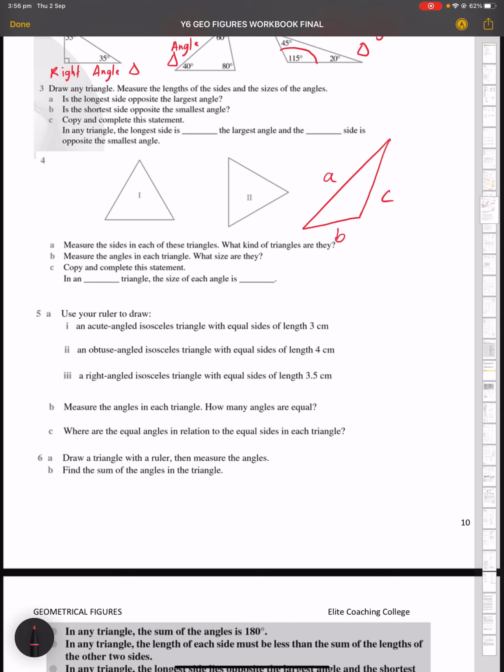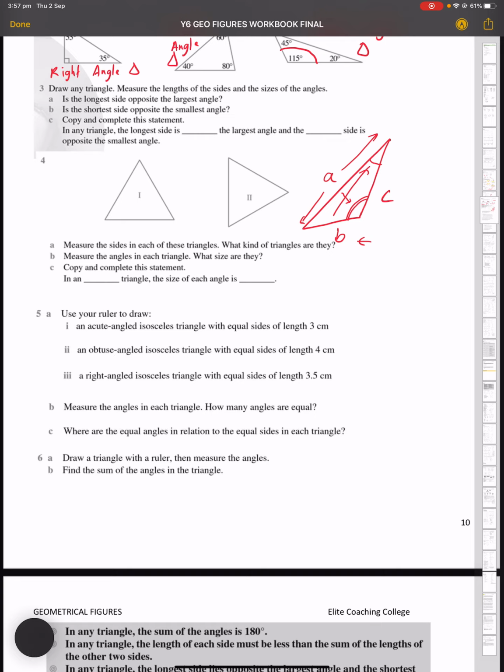From this picture, you can see that A is the longest side, which means that it is opposite the largest angle. This angle is the largest angle in the triangle. And the shortest side looks like B is the shortest side, which means that B is opposite the smallest angle. So if you have a short side, opposite that will be the small angle.